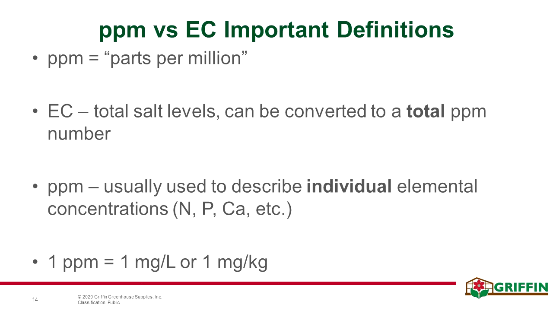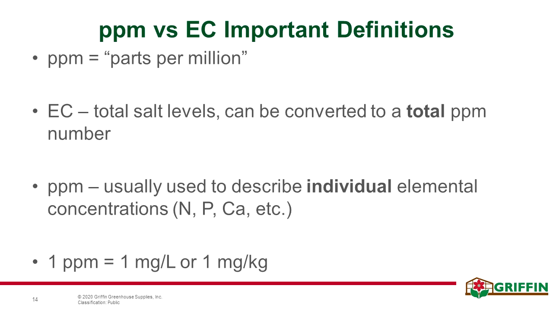So this is a way of expressing very dilute concentrations of substances. It may be used to describe the concentration of an individual element or nutrient in a water sample, a soil sample, media sample, or plant tissue sample. And 1 part per million is going to be equivalent to either 1 milligram per liter or 1 milligram per kilogram. So in the case of water or solution, it would be 1 milligram per liter. In the case of soil, media, or plant tissue, it would be 1 milligram per kilogram.